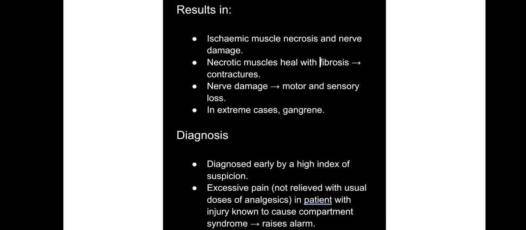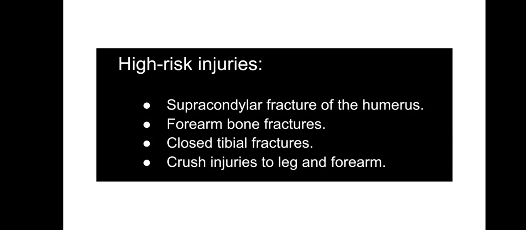Now, how to diagnose compartment syndrome? So diagnose early by a high index of suspicion after the trauma or injury. There is excessive pain which is not relieved by the usual analgesics or painkillers in a patient with an injury known to cause compartment syndrome. There are some common high risk injuries which can lead to compartment syndrome, that is supracondylar fracture of the humerus, forearm bone fractures, closed tibial fractures, and crush injuries to the leg and forearm.